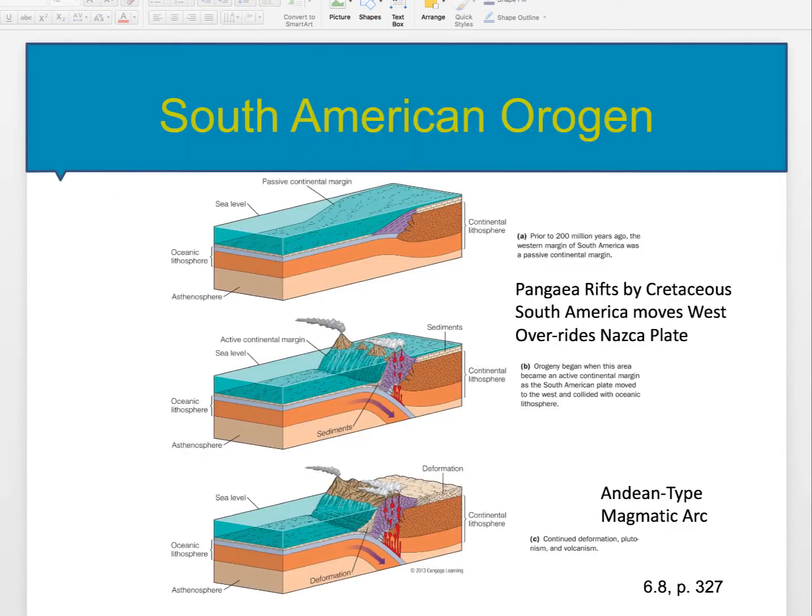The history of the South American origin of the Andes Mountains really starts off when Pangaea begins to rift, and really by Cretaceous time the South Atlantic begins to separate or form, and South America starts moving westward and starts to override that Nazca Plate, and you develop that convergent margin. So we started off in the Triassic with a passive margin here, but then as Pangaea broke up, we developed an active margin, and we started forming these high Andes Mountains and the magmatic arc.